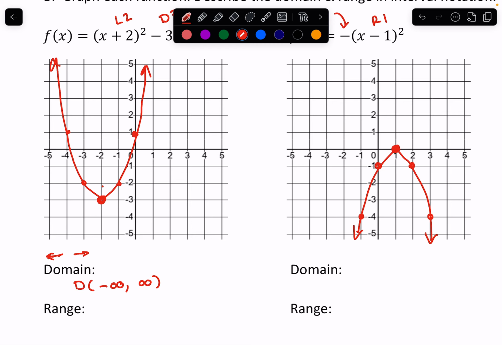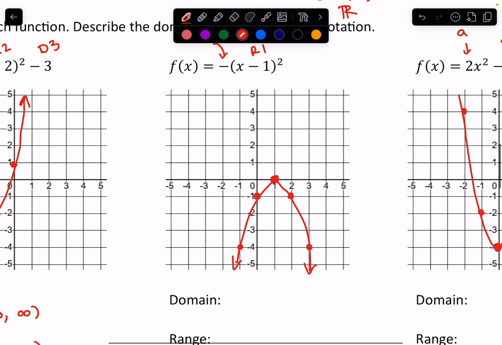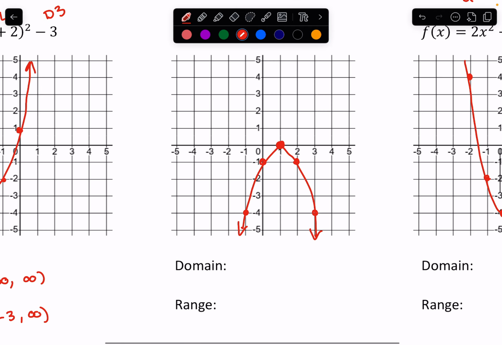The range is the up and the down. Now this one's a little bit different because my function doesn't go down forever. My function only goes down until it gets to negative 3. So instead of putting a negative infinity right here, my function goes down to negative 3, but it does go up forever. These arrows mean that my function is going to keep going up, so I would put an infinity there for my range.